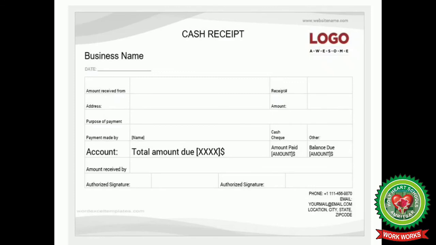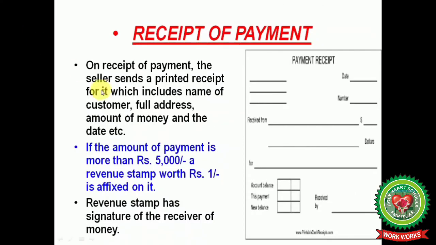The receipt of payment is, for example, if the amount of payment is more than rupees 5,000, a revenue stamp worth rupees 1 is affixed on it, and this is called the receipt of payment. On receipt of payment, the seller sends a printed receipt for it, which includes the name of the customer, full address, amount of money and the date. A revenue stamp has the signature of the receiver of money.